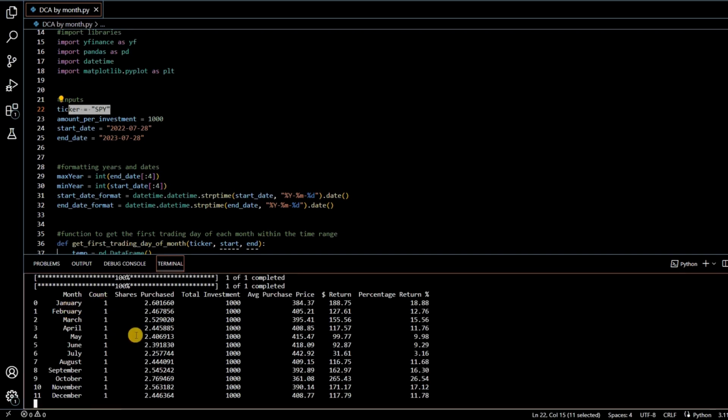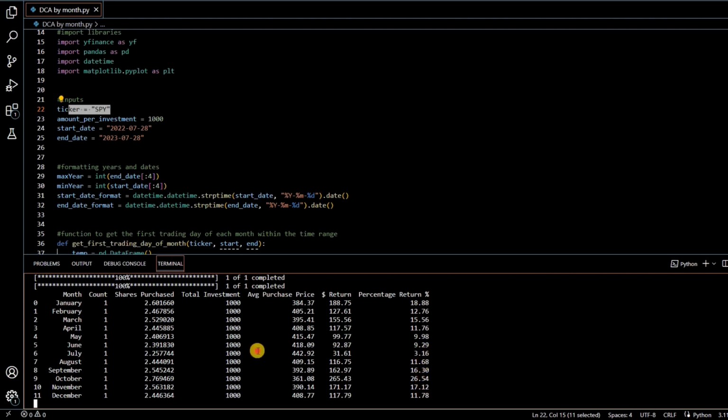So 1 time for each month. The total number of shares purchased. So we're investing $1,000. So $1,000 divided by whatever the opening stock price was for that day for each of these months. The total amount invested, and then your average stock price. And then here's your actual returns that you would see in dollar value, but I'm going to mainly focus on the percentage return. So as you can see here, there's a good spread.